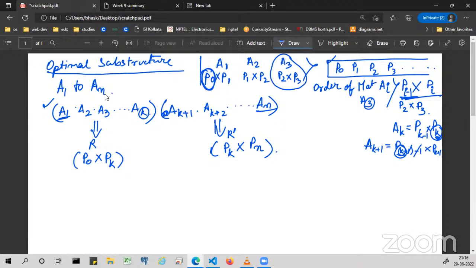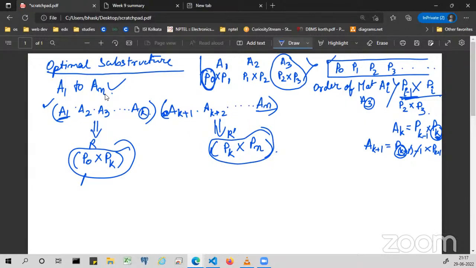Now the thing is, this is a sub problem. I'm multiplying A1 to K and K plus 1 to N. My ultimate motive is to multiply A1 to N. I'm breaking it into two sub problems. The first sub problem is this one, the second sub problem is this one. I mean, these two matrices, R and R dash.